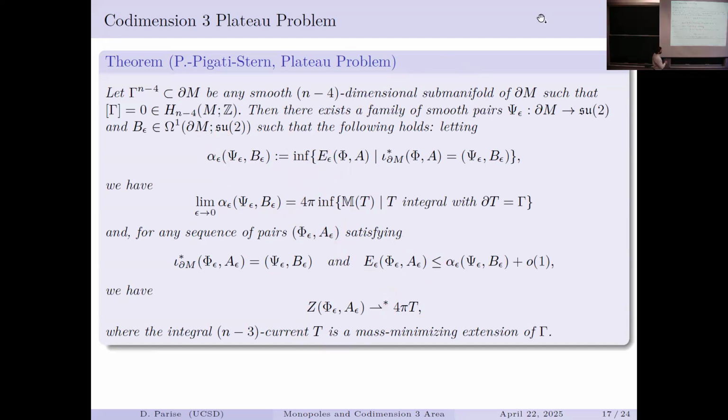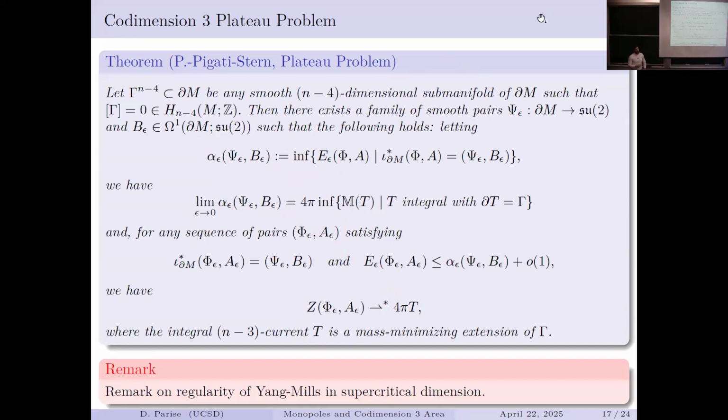It is written in this very cumbersome way because the regularity theory of Yang-Mills connections is not understood in supercritical dimension. What does this mean? It means that as n is greater or equal than 6, we don't even know what the definition of weak connection is. So saying that there exist smooth sections and connections realizing a certain boundary data is not known to hold. That's why it's written in this way. But the main takeaway is that if you give yourself a gamma in the boundary, then you can essentially prove that these n-3 currents converge to T, and T is the mass minimizer. So it's the solution of the Plateau problem.